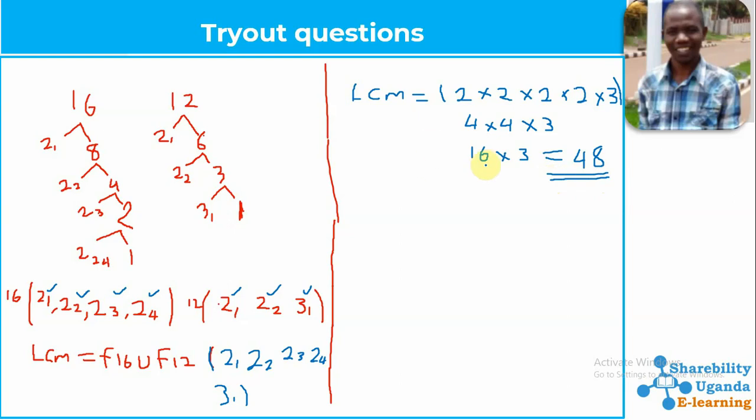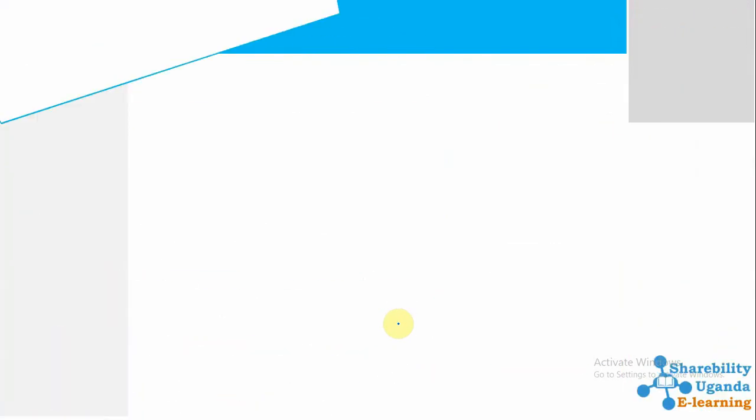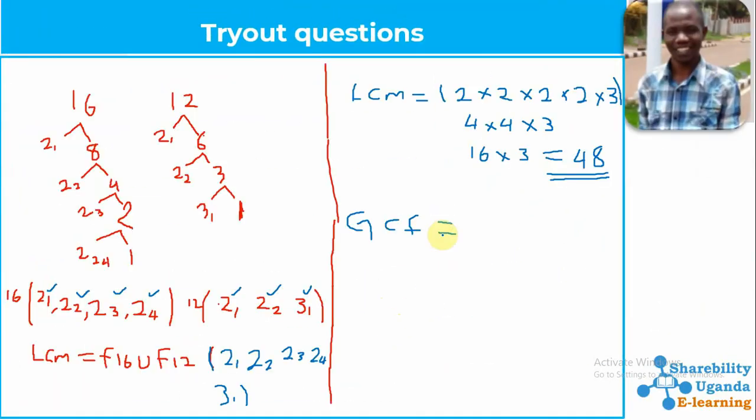So our other question was looking at the greatest common factor. For us to get the greatest common factor, as they are saying here, find the greatest common factor of 16 and 12. Let's write the greatest common factor of 16 and 12.